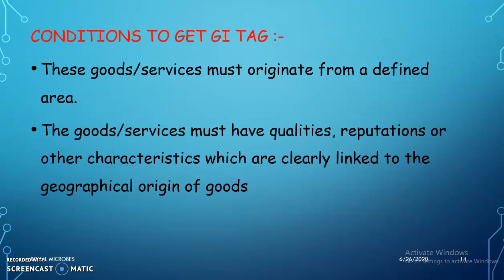Conditions to get geographical indication tag. These goods or services must originate from a defined area, and they must have the qualities, reputations or other characteristics which are clearly linked to that geographical origin of goods.